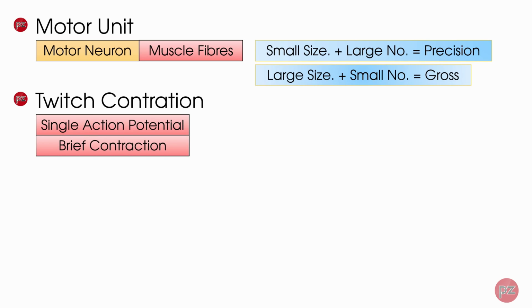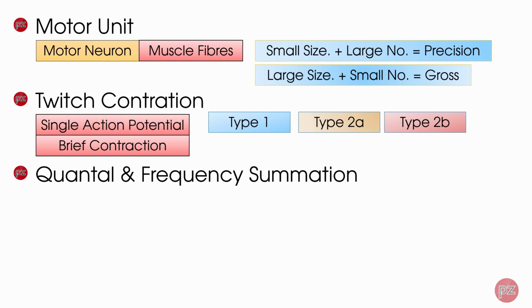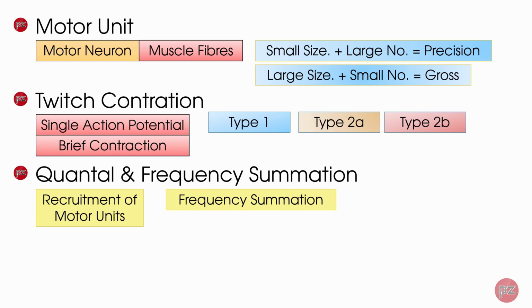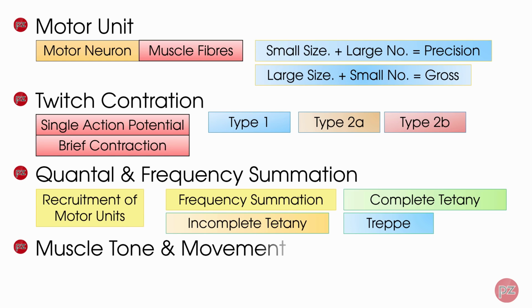We looked at the types of muscle fiber, the type 1, type 2A, and type 2B muscle fibers. We then looked at quantal and frequency summation, remembering that quantal summation is all about the recruitment of motor units. And then we looked at frequency summation or wave summation. And then we looked at the slightly different types, the incomplete tetany, which is the way that most of our muscles contract, and complete tetany and Treppe phenomenon. And we finished by looking at muscle tone and movement.